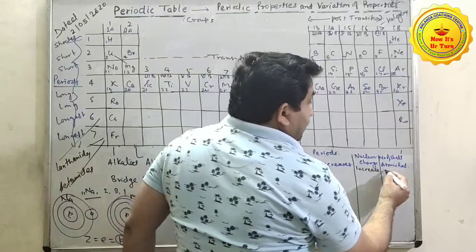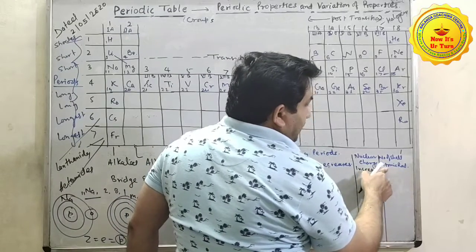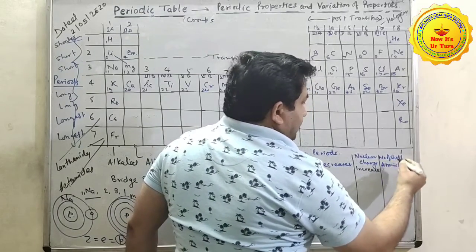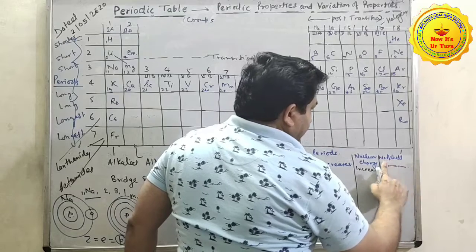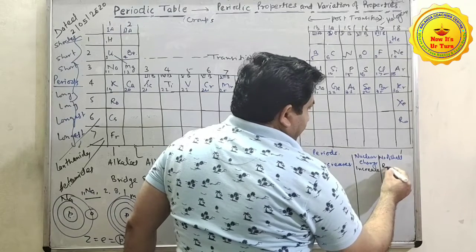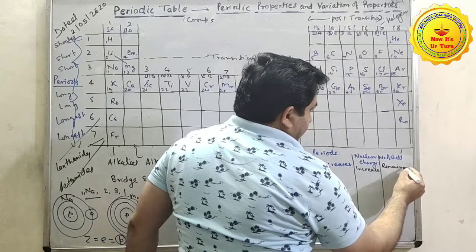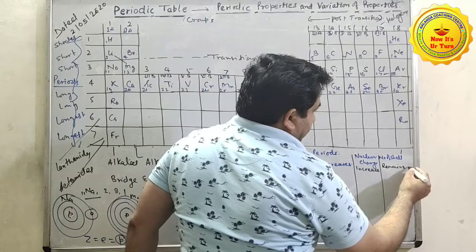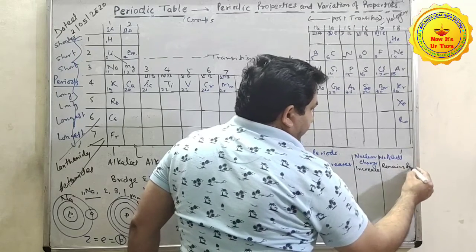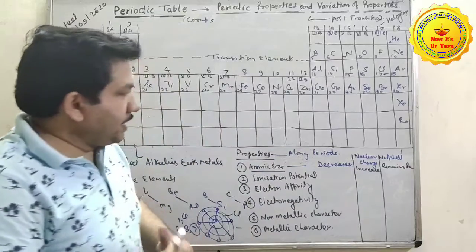And the number of shells remains the same. In this case, we have the number of shells remaining the same. Clear?